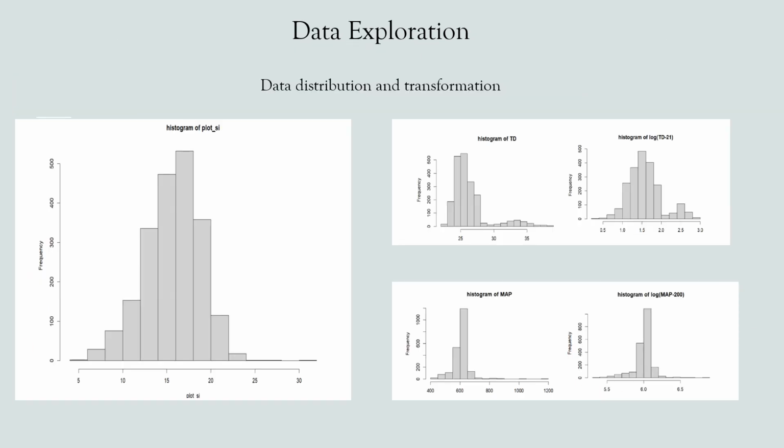Next part is the data exploration. First, here is a figure showing the histogram of the plot site index. On the other side, to make the climate data less skewed and outliers less extreme, it is necessary to do data transformation. This can bring the data closer to a normal distribution. And there are two examples of climate variable data transformation.